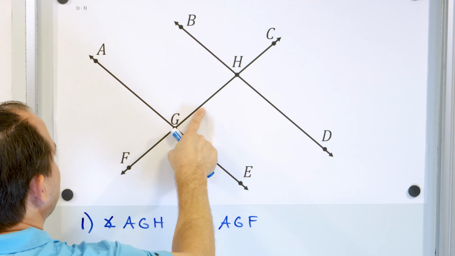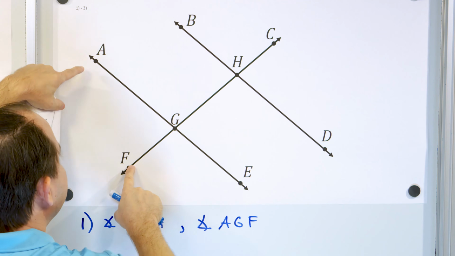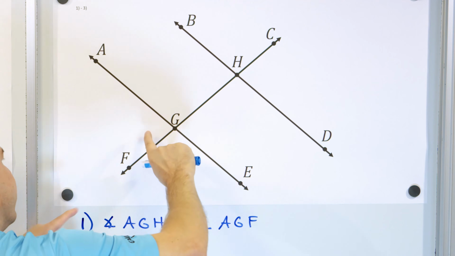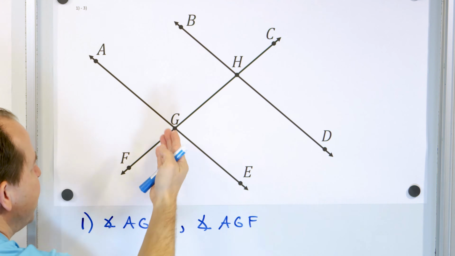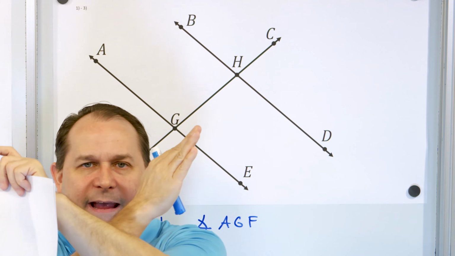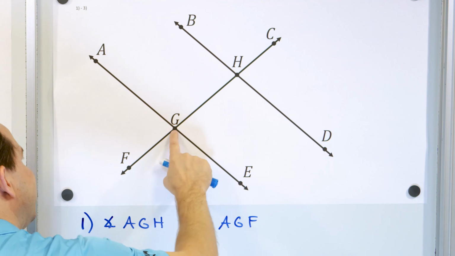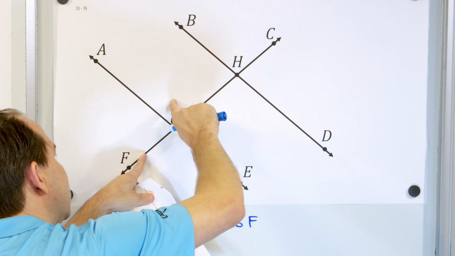So AGH means this angle right here, and AGF, this angle. So in your mind, you're looking at this angle right here and comparing it to this one. Well, they can't be vertical. Vertical angles are like X angles. They're across from each other. So it can't be vertical, right? But when we look at this angle and we look at this angle, we can see that the total angle from line to line is 180.